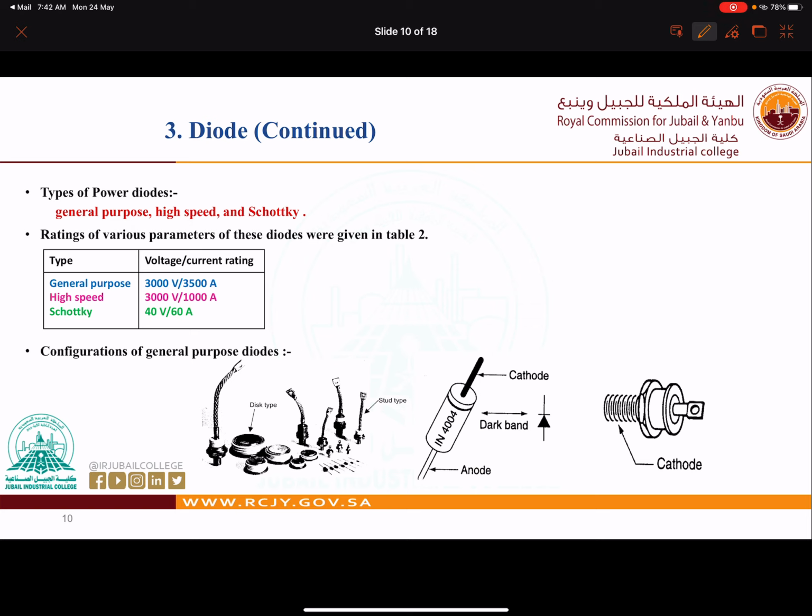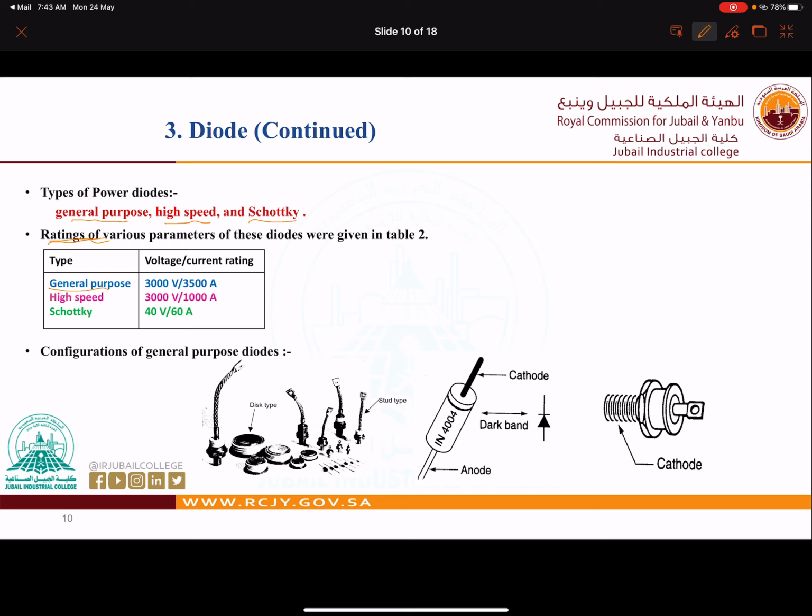Now for the diode, we have types of power diode. This is just to show you. This slide is not very important, but at least it gives you a sense of the power diode. We have three types of power diode: general purpose, high speed, and Schottky. The ratings are the difference between the three types.